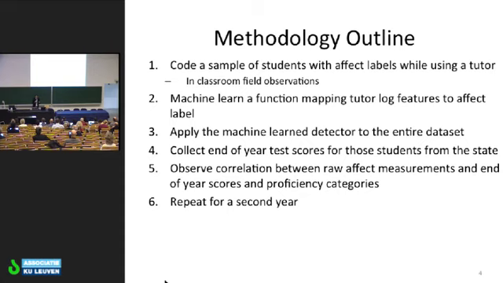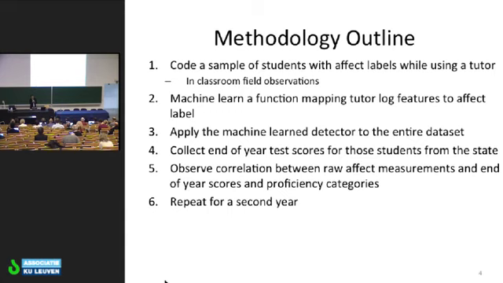So how are we going to do any of this? I'm saying we're going to measure affect during the whole year, and it sounds great, but we're not going to have observers in a classroom the whole year labeling affect. So how do we do it? We code a sample of students with affective labels while using a tutor, and I'll talk more about that tutor soon, in classroom field observations. So these are human-coded affective states.